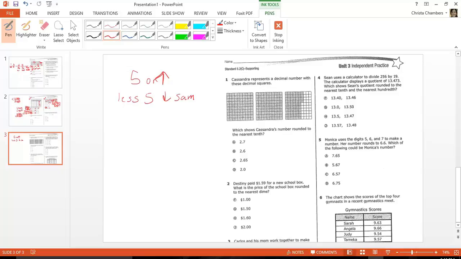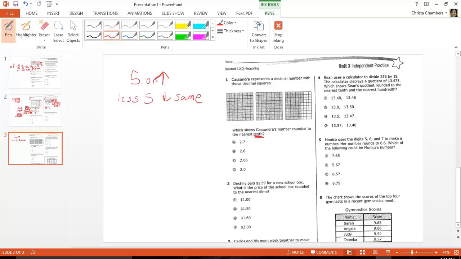Okay, so let's look at number 1 and see what it says. It says Cassandra represents a decimal number with these decimal squares, which shows Cassandra's number rounded to the nearest tenth. And that's real important right there. Okay, so let's write the number down first.